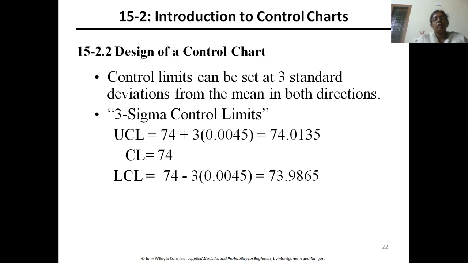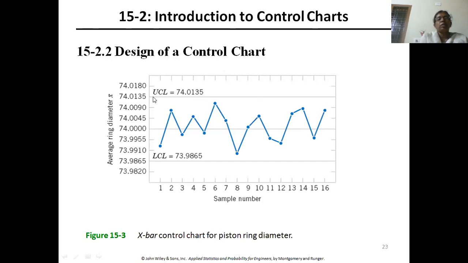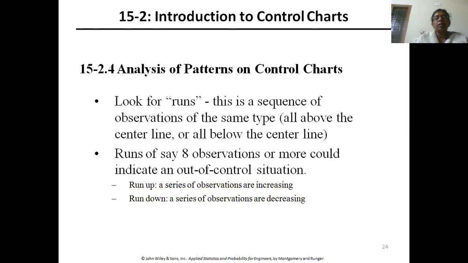Now we'll plot these 3 points. This is UCL, this is LCL, and this is CL. And these are all the sample values which they have given. Here we can see all the sample points are lying within the upper control limit and lower control limit. So we conclude that the process is under statistical control.